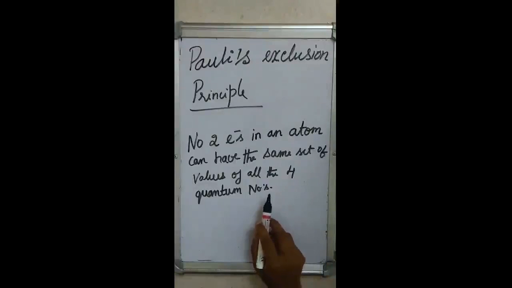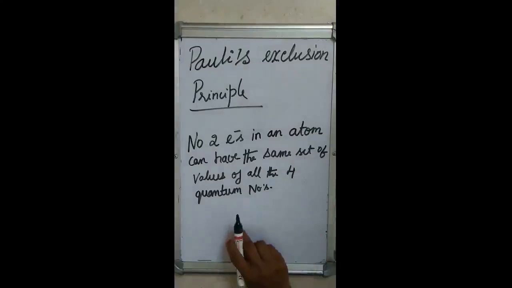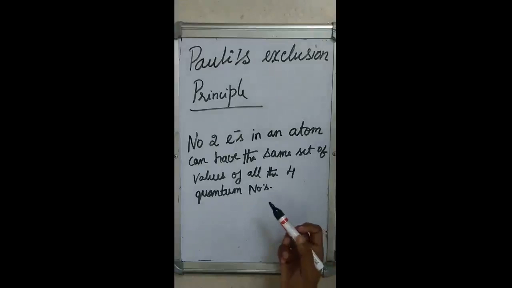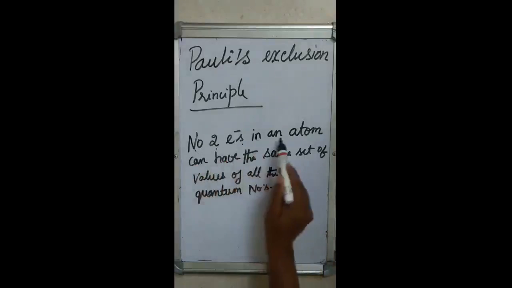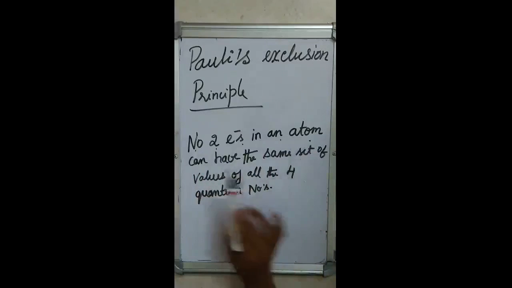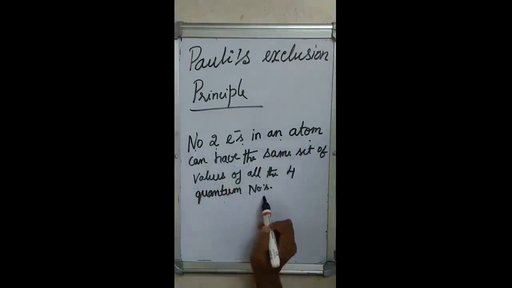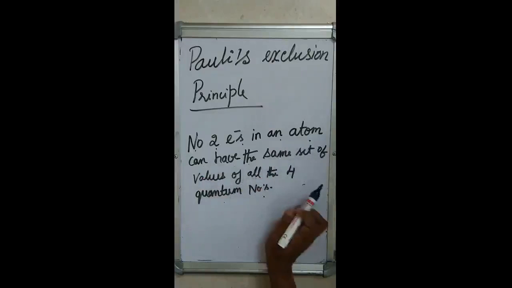The next rule is Pauli's exclusion principle. Pauli is a scientist. In 1925, Pauli stated the rule that is called Pauli's exclusion principle. According to this rule, no two electrons in an atom can have the same set of values of all the 4 quantum numbers.